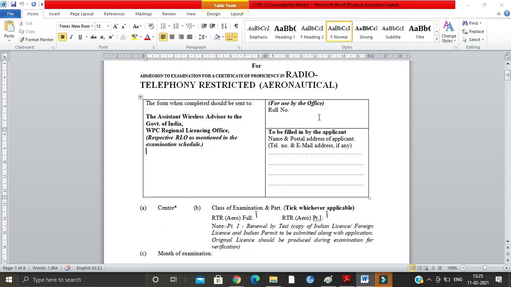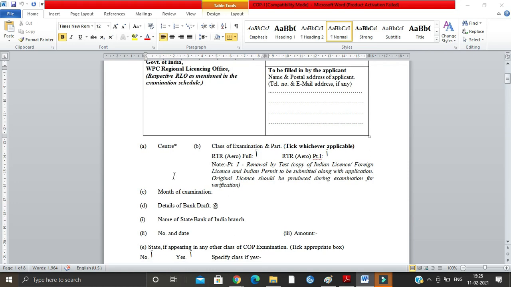Then the roll number, you will not be filling. But the name and postal address of the applicant are to be filled by the applicant. You can add the telephone number and email address if you have them, so you can write the address with your name. Then center. Right now, let's say we are filling the form for the New Delhi center, so you can write New Delhi here.